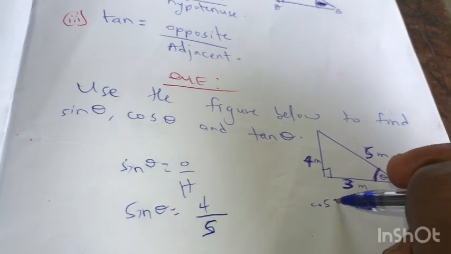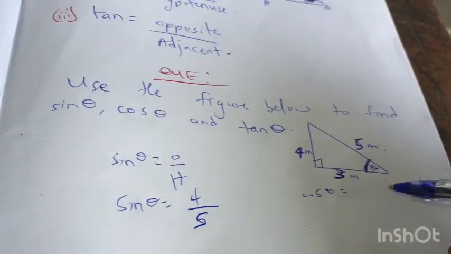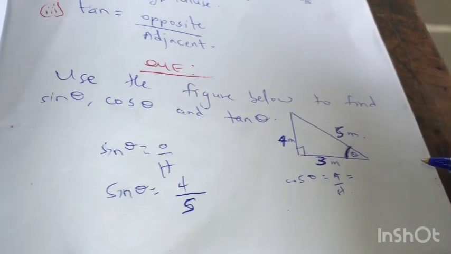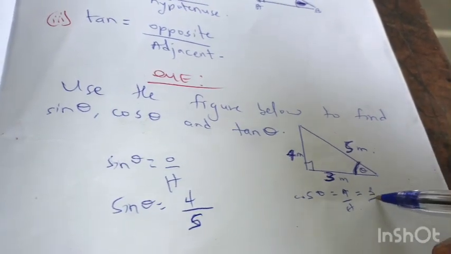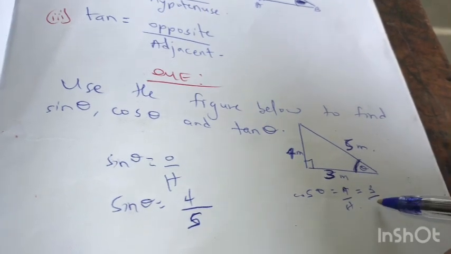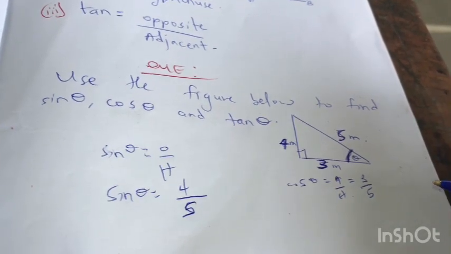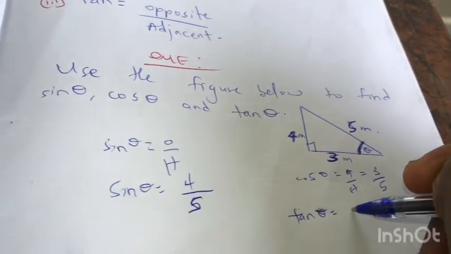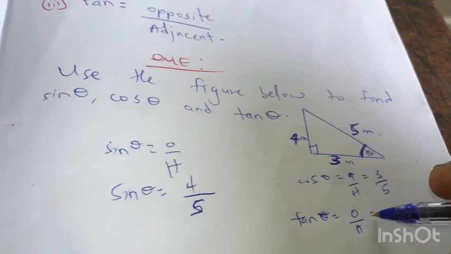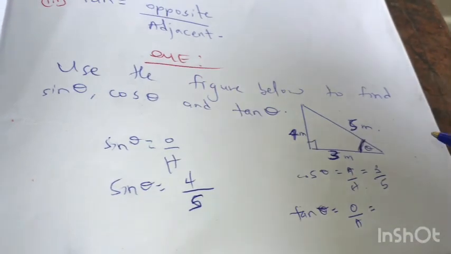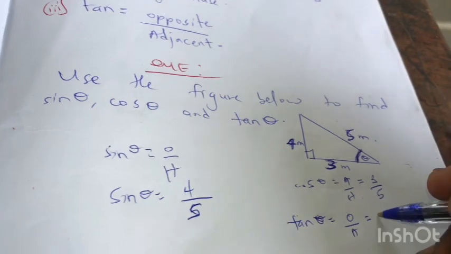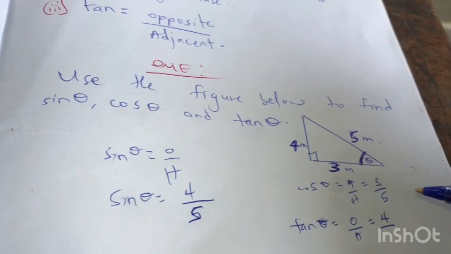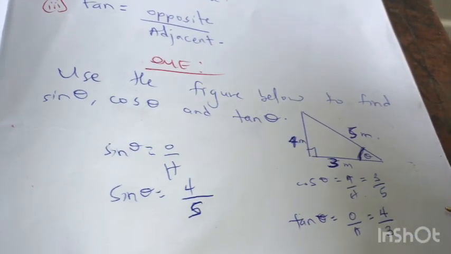Cos theta is adjacent over hypotenuse. My adjacent is 3, and the hypotenuse is 5. So cos theta is 3 over 5. Then tan theta is TOA, so opposite over adjacent. Opposite is 4, adjacent is 3. So tan theta is 4 over 3.